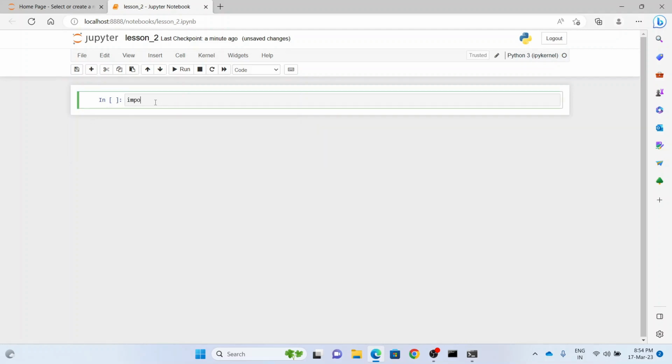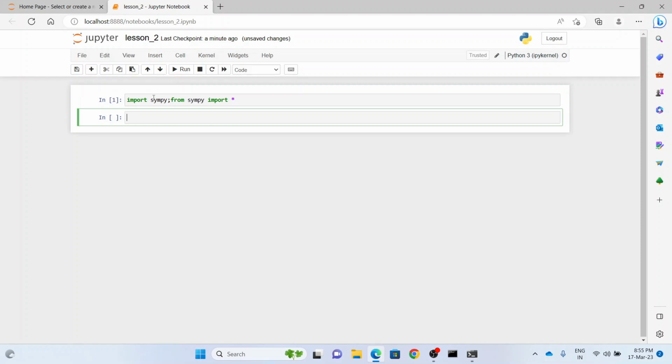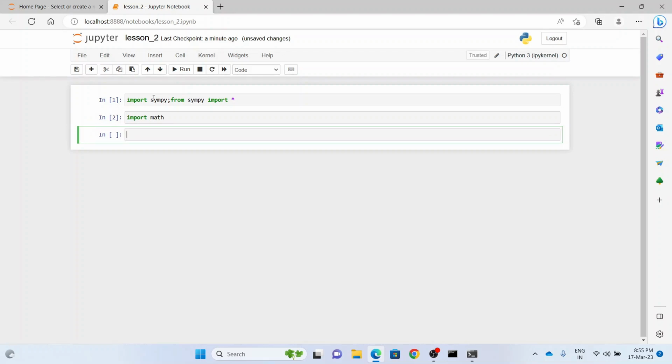And now let me import sympy. Also, from sympy import star. That is, we import all the functions from sympy. And we also do import math. Now let's see what is the difference between the regular Python libraries and sympy, for mathematics at least.